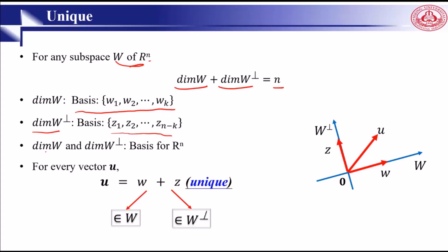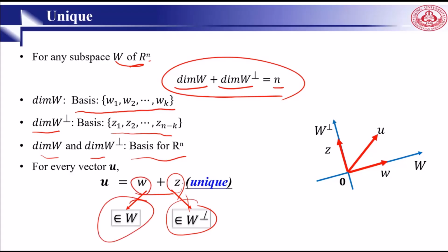The union of bases for W and W perp forms a basis of the entire space Rn. The dimension of W and the dimension of W perp always sum to n, as we have here. And every vector u in Rn can be uniquely decomposed into a sum of a vector w and a vector z: a vector w in W and a vector z in W perp.